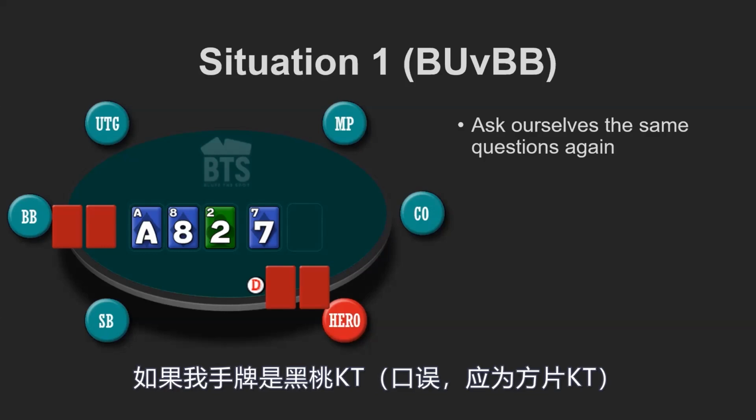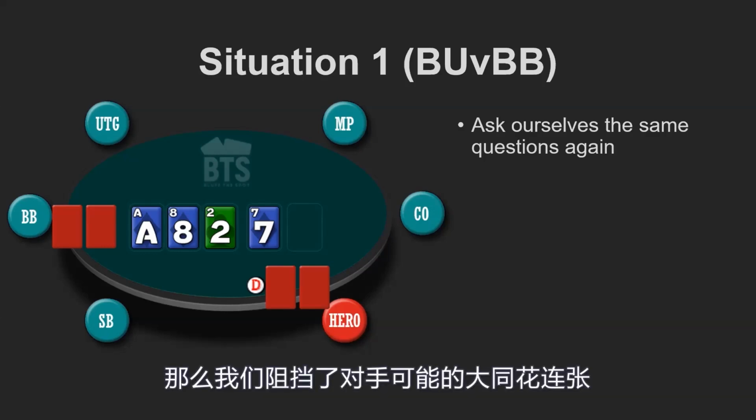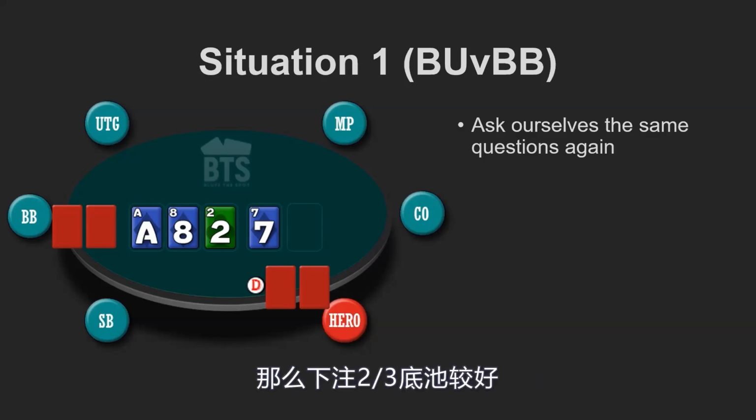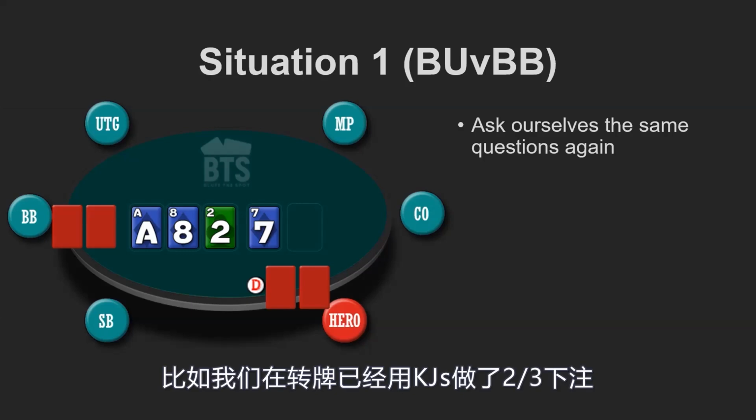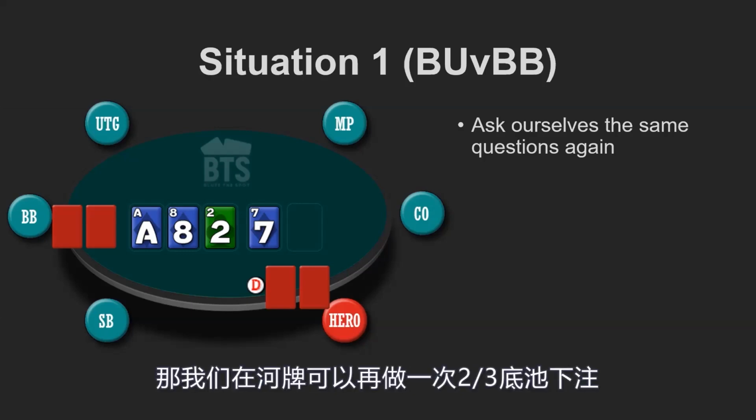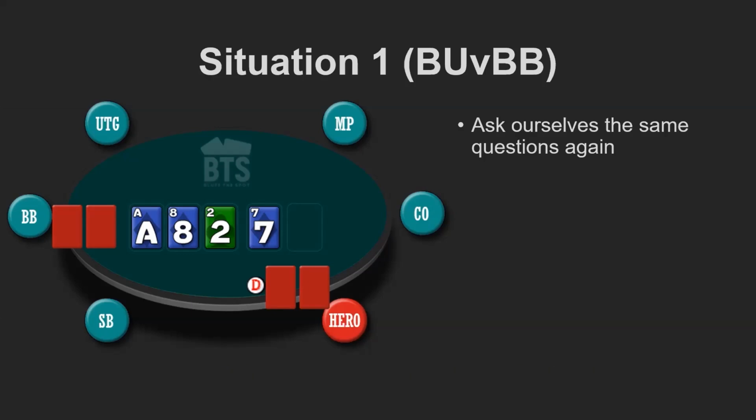If I had a hand like king 10 of spades, for example, which we block some really strong flushes that he can have, those could go into the regular 2/3. Or if we decide to bet a hand like king jack of diamonds on the turn, then we can use that in the 2/3 sizing again.